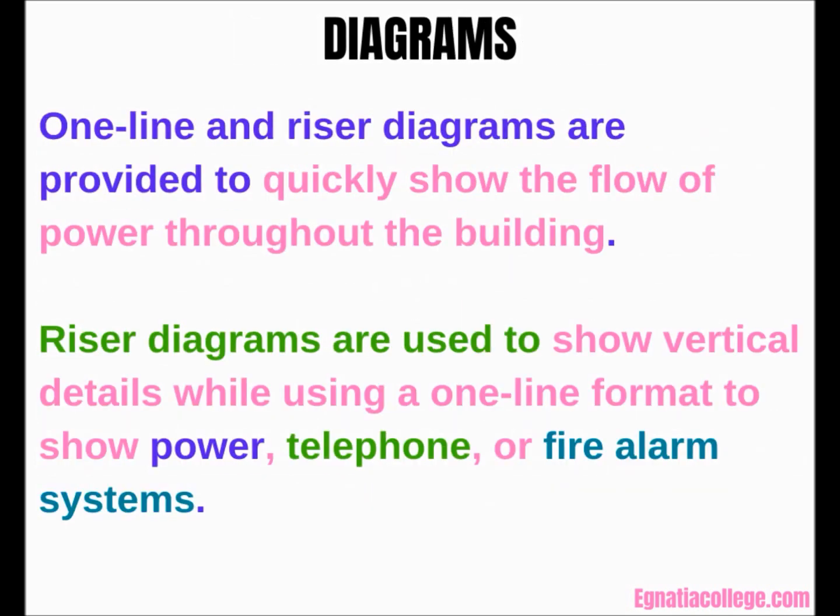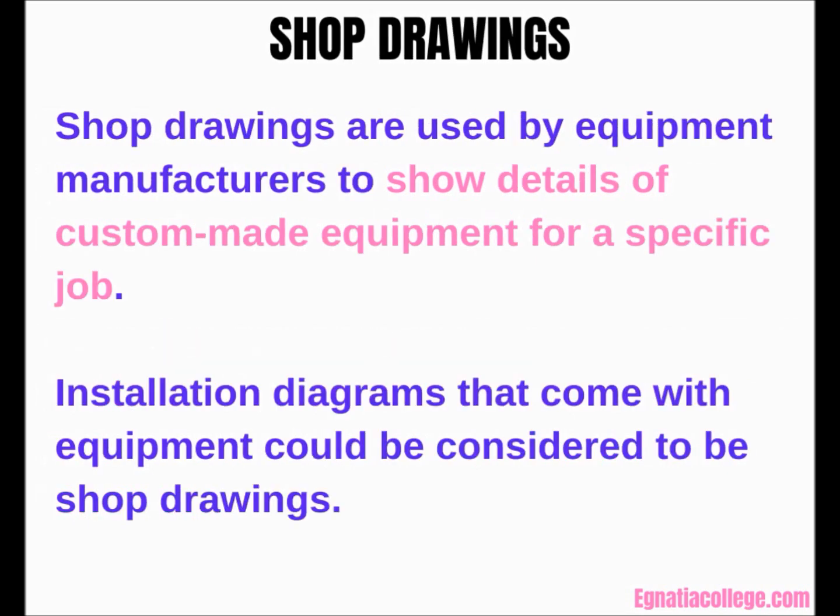Diagrams. One-line and riser diagrams are provided to quickly show the flow of power throughout the building. Riser diagrams are used to show vertical details while using a one-line format to show power, telephone, or fire alarm systems. Shop drawings. Shop drawings are used by equipment manufacturers to show details of custom-made equipment for a specific job. Installation diagrams that come with equipment could be considered to be shop drawings.